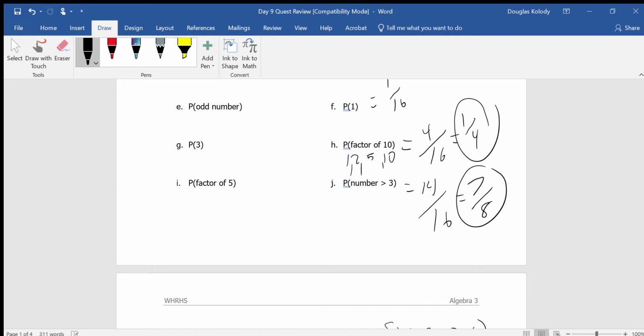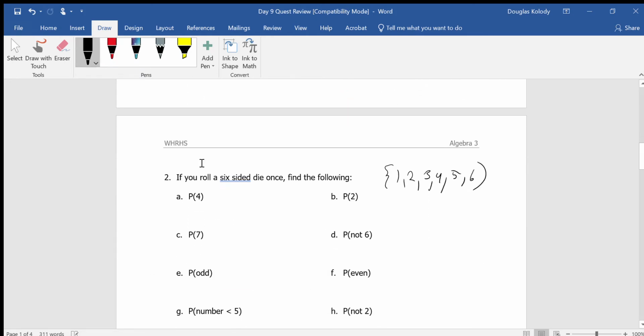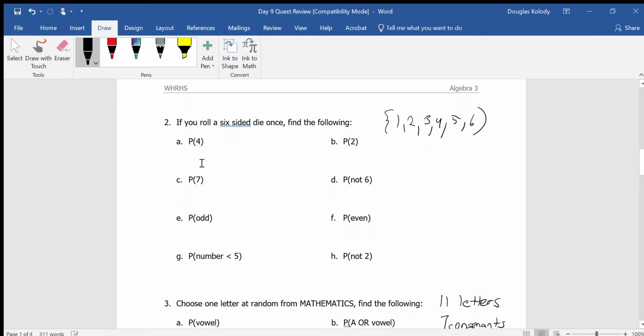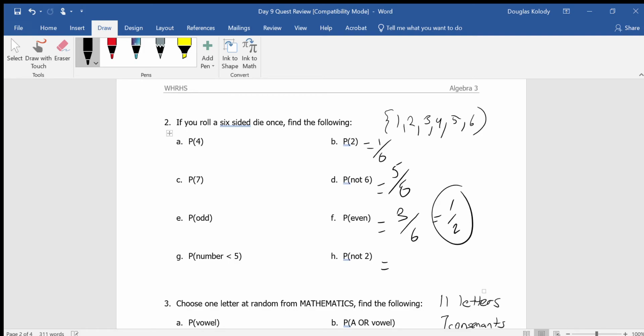Number 2. Okay, number 2 is, if you roll 1 6-sided die, the numbers are just 1 through 6. What's the probability of rolling a 2? Just 1 out of 6. What's the probability that a number is not 6? The other 5 numbers, so 5 out of 6. What's the probability that it is even? 3 out of 6, which is 1/2. Last but not least, what's the probability that it's not a 2? Again, the other 5 numbers, so 5 out of 6. So, we are done with number 2. We are flying through this quest review.